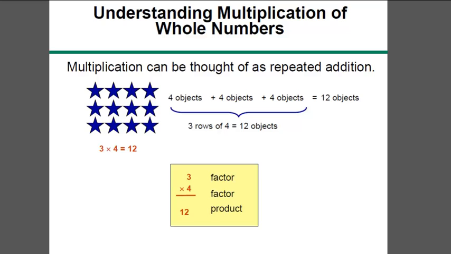You can also look at it as 3 rows of 4, so 3 times 4 gives you 12. 3 times 4 equaling 12. 12 is your product. 3 and 4 are both factors of this 12.